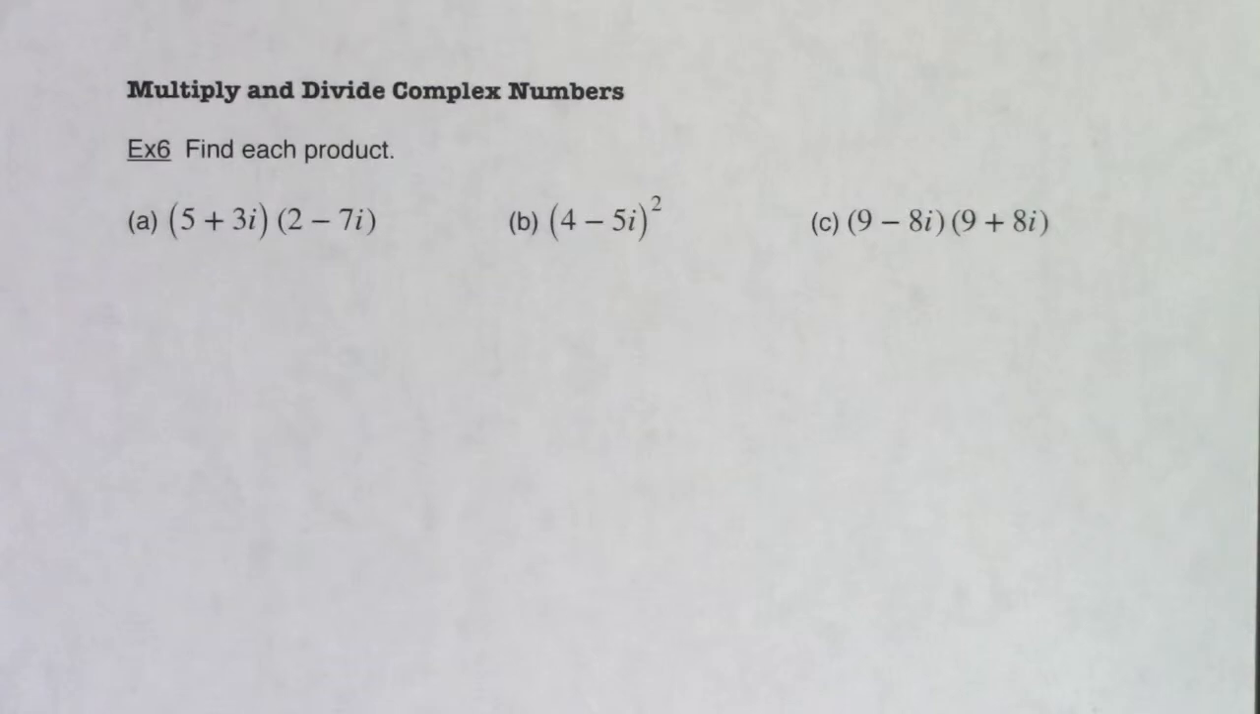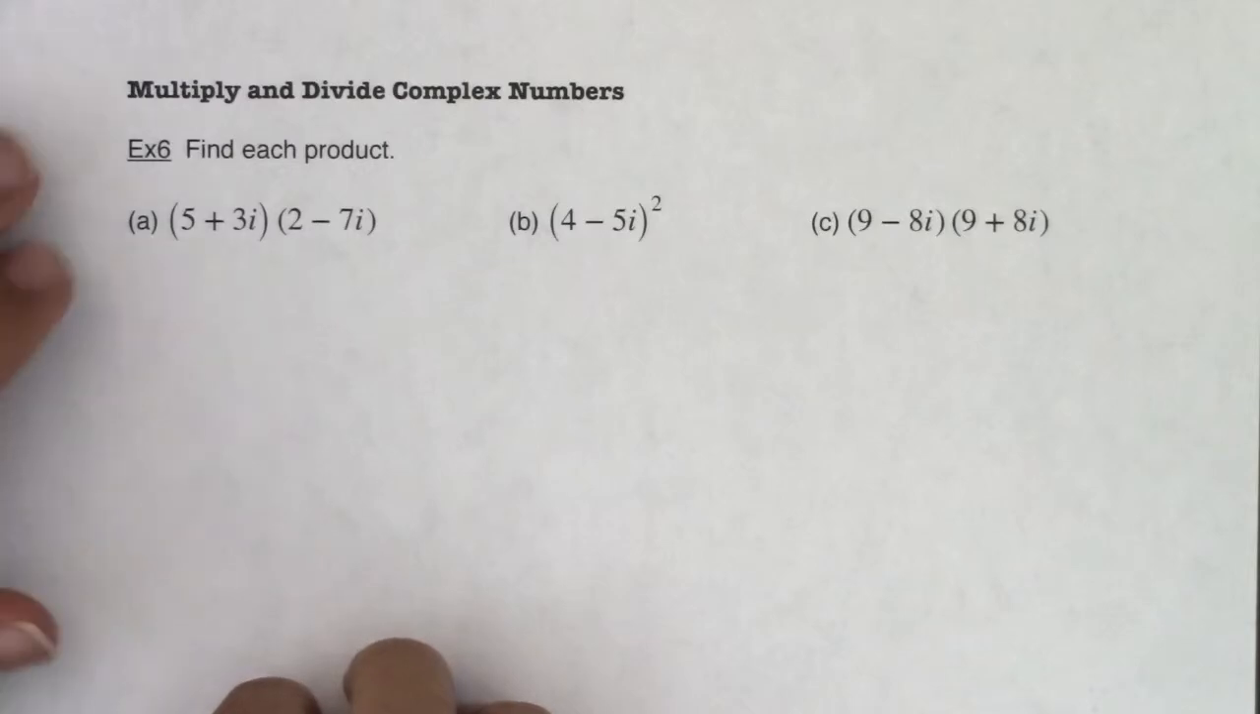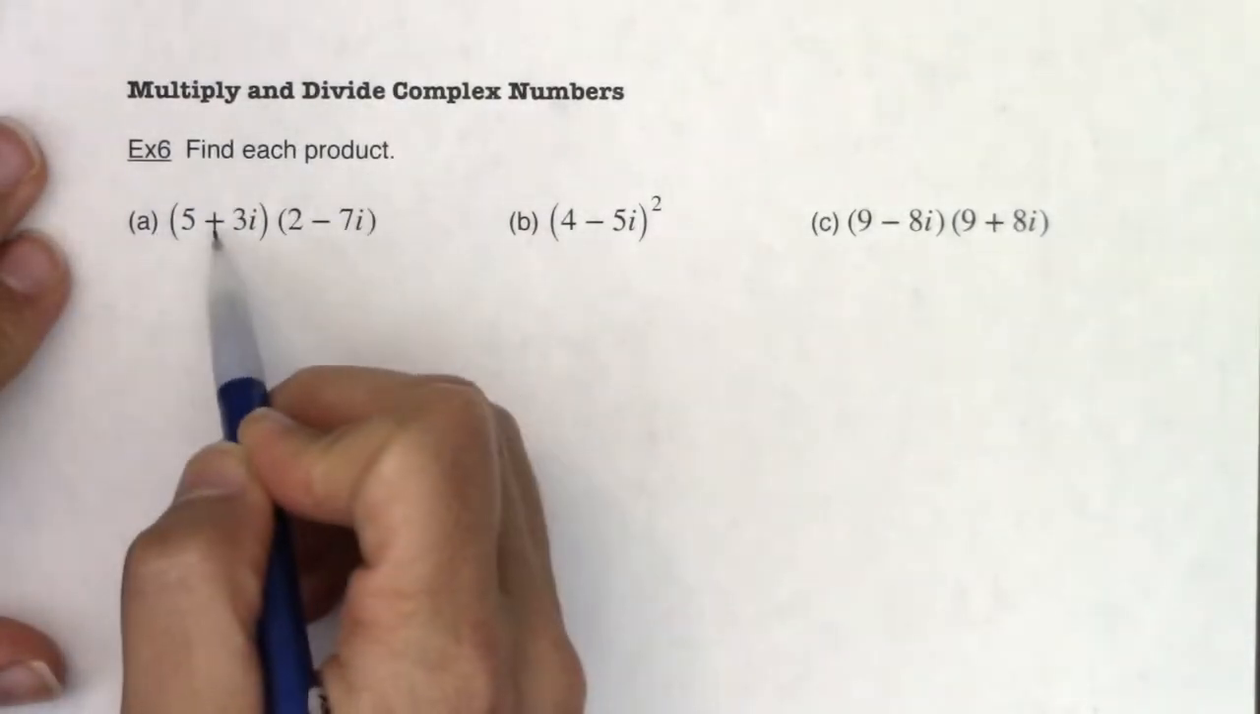Let's take a look at multiplying and dividing complex numbers. For example 6, we're just going to multiply numbers. We'll divide when we get to later examples. So let's take a look at finding each of these products.